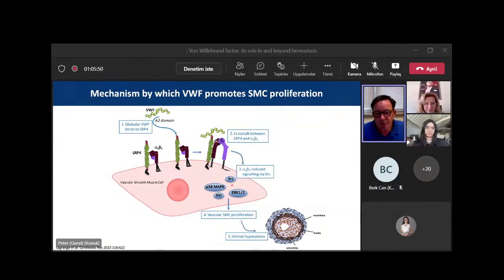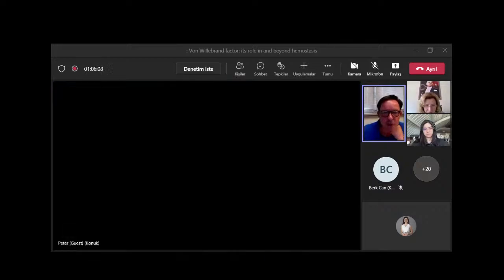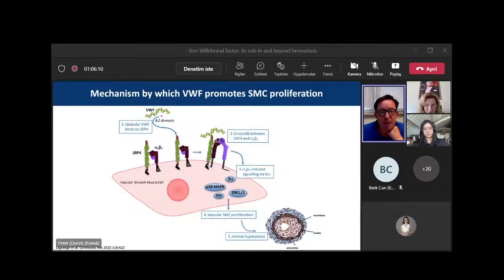So we did quite some more work on what's happening in these cells during proliferation, or the signaling cascade that is involved. But I will try to summarize what is happening on this cartoon. What we now know is that VWF, in its globular conformation, can bind to LRP4. And we now know that it's the A2 domain that is doing that.